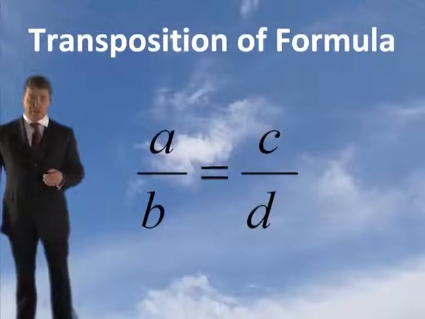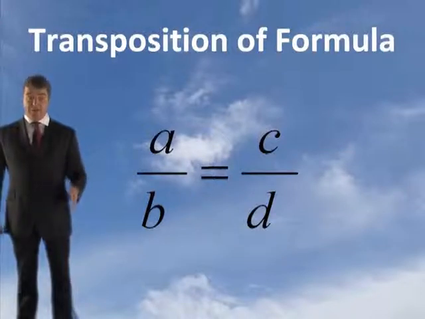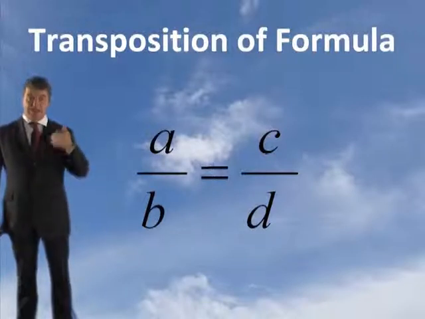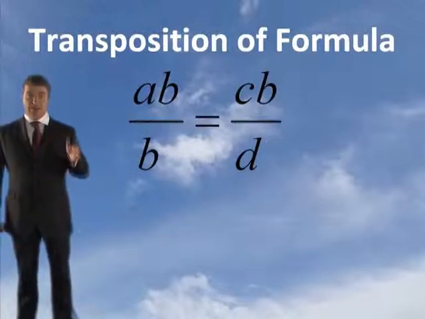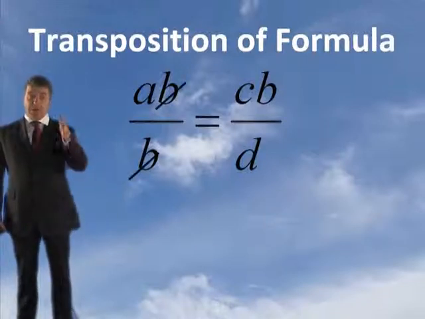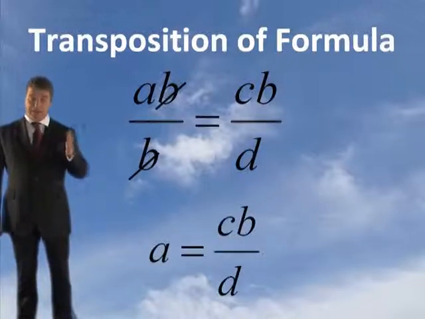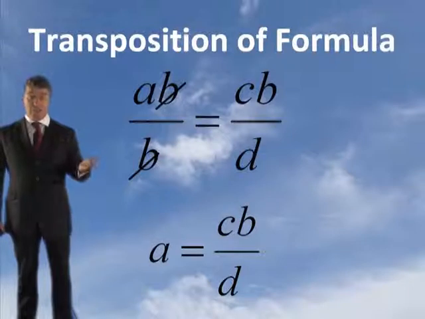Let's have a simple example, this one here. I want you to transpose this and express it in terms of A. Well, how do you do that? Well, I've got A divided by B. I need to remove the B. Well, how do you remove the B? Well, multiply both sides by B, and this gives you this here. This allows you then to cancel out the B on the left hand side. Because it's B divided by B, you can cancel it out, and this gives you the final format, A equals CB divided by D. Simple, that's all there is to it.